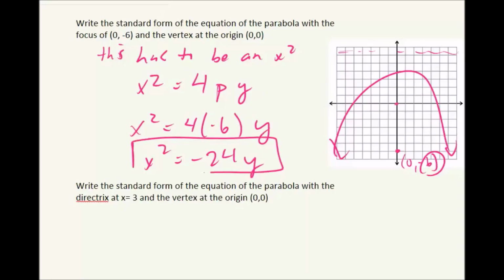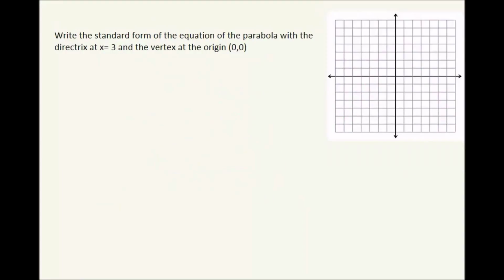That's the standard form. The last example is write the standard form of the equation with the directrix at x equals 3. Okay, the line x equals 3 is like this. So this is going to be a left or right parabola because the vertex is at the origin. It's going to be something like this. So if it's a left-right parabola, the form is going to be y squared equals 4px. That's the standard form of the equation.